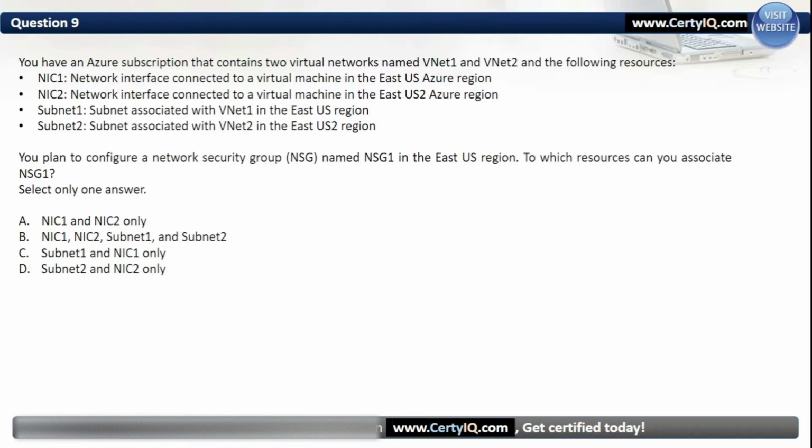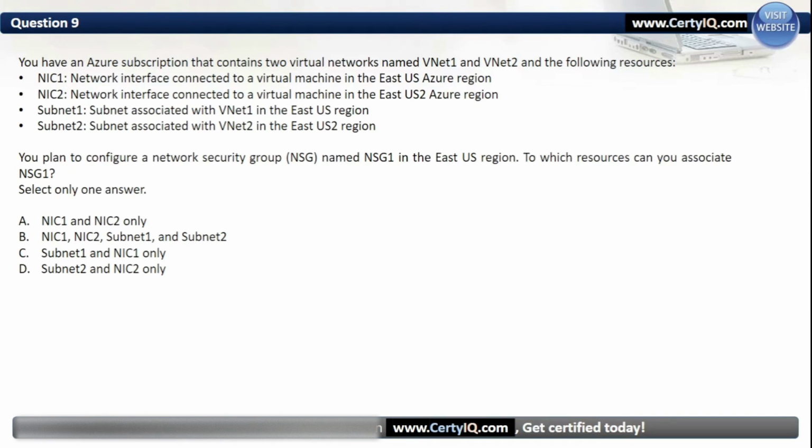Question 9. You have an Azure subscription that contains 2 virtual networks named VNet1 and VNet2 and the following resources: NIC1, a network interface connected to a virtual machine in the East US Azure region; NIC2, a network interface connected to a virtual machine in the East US 2 Azure region; Subnet 1, a subnet associated with VNet1 in the East US region; Subnet 2, a subnet associated with VNet2 in the East US 2 region. You plan to configure a network security group named NSG1 in the East US region. To which resources can you associate NSG1?